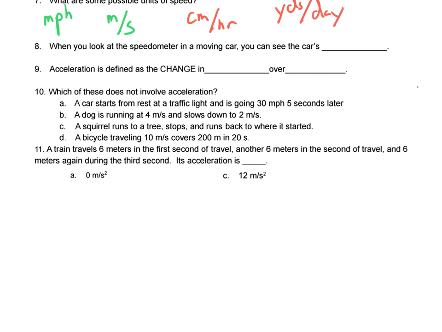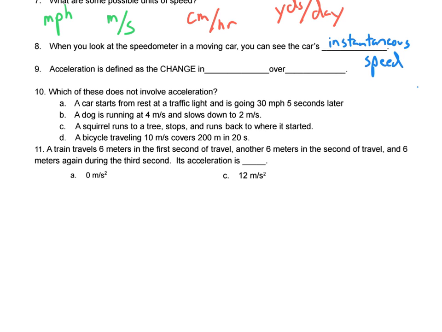When you look at the speedometer in your moving car, you see the car's speed. Well, it'd be easy to just say velocity here or maybe speed. I guess speed would actually be probably more appropriate because the speedometer is never going to give you a negative number, but we want to say instantaneous speed. Because often it's really important if we differentiate average speed versus instantaneous speed. The speedometer is always giving you your instantaneous speed.